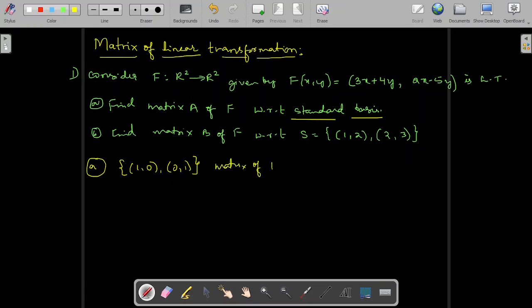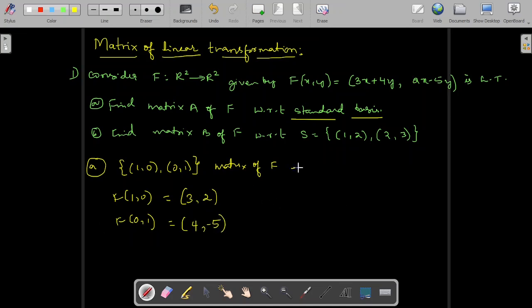Now matrix of f is nothing but where these standard basis vectors go after applying the transformation, that is f(1, 0) and f(0, 1). What is this value? Put it into the transformation. x is 1, y is 0. So you'll get (3, 2) and f(0, 1) is (4, -5).